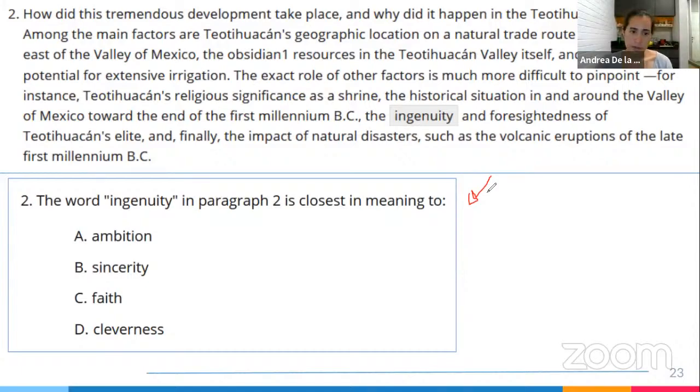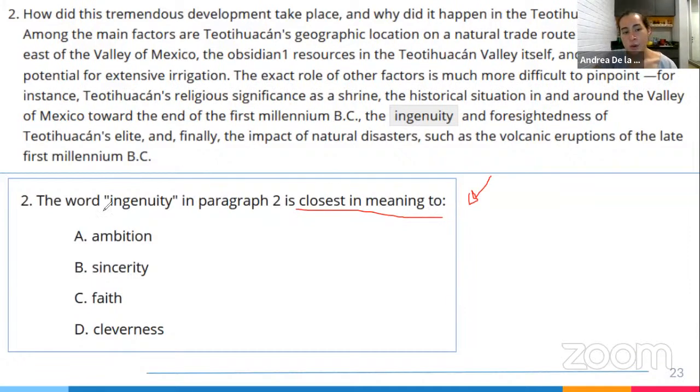Okay, thanks, Wendy. So why did we read the options? I would say this is probably the only question type in which you should read the options first. Okay, why? Because they are asking for what? It's always going to look the same, by the way. Vocabulary questions are always phrased in the same way. The word ingenuity is closest in meaning to. You will always have that in a vocabulary question.